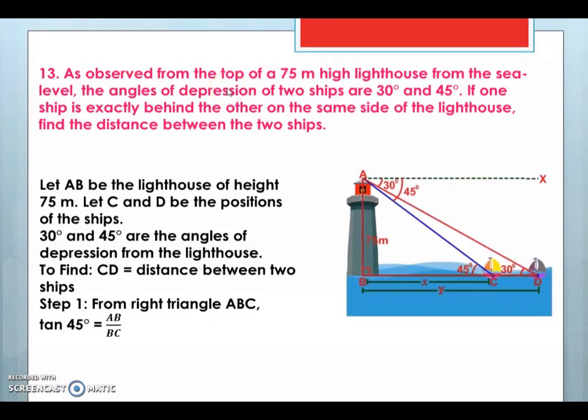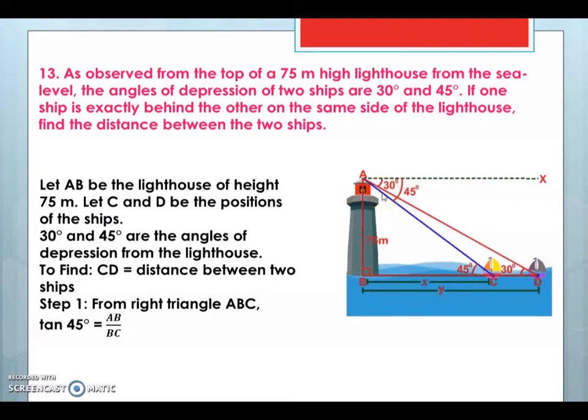As observed from the top of a 75 meter high lighthouse from the sea level, the angles of depression of two ships are 30 degrees and 45 degrees. If one ship is exactly behind the other on the same side of the lighthouse, find the distance between the two ships. So in this question it is given, ships are on the same side of the lighthouse and both are one behind the other. That means on the same level they are. So we will take their position as C and D. AB is the height of the lighthouse. That is given 75 meters.